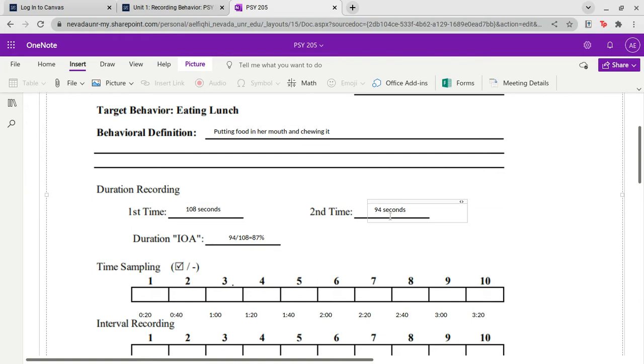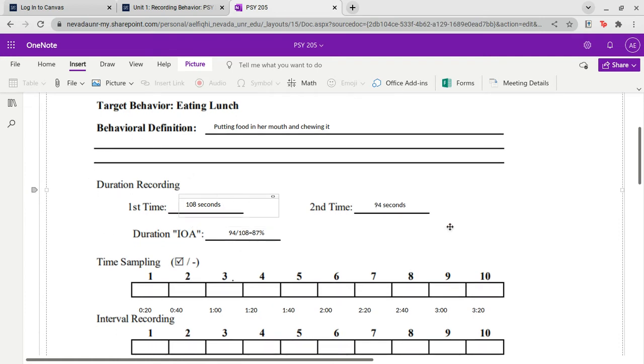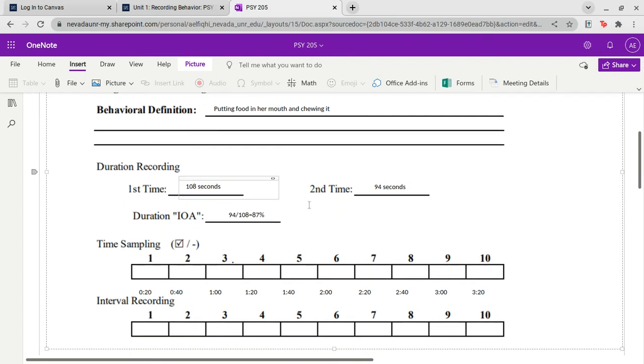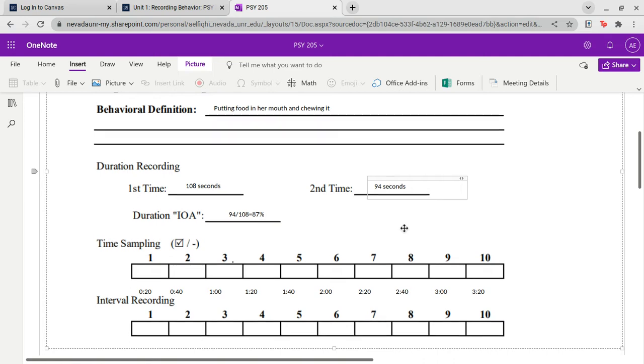Also, when we did this in class, people got a lot of different duration values. So that's another reason why I would suggest just using whatever you got, because it was a little bit harder for us to come to a consensus on those. Yeah, so that is what you would do for the duration recording.